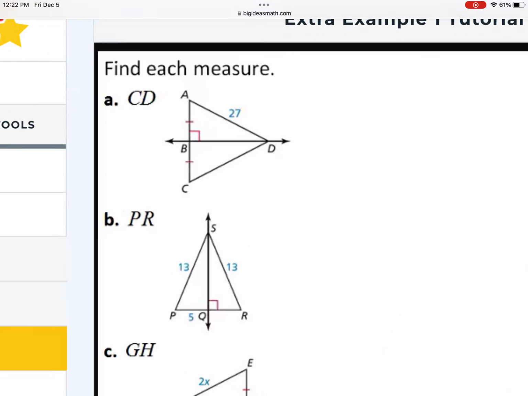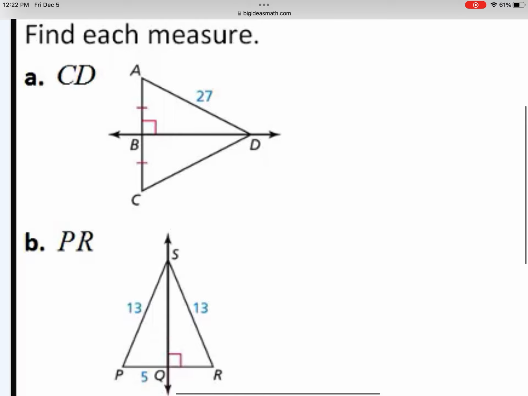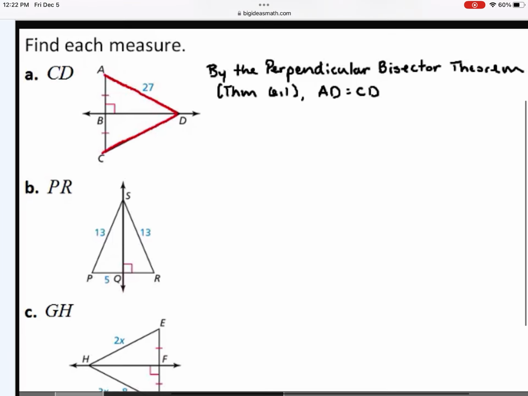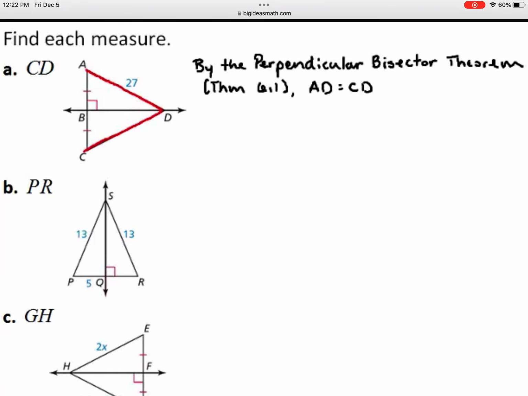Find each measure. Part A, CD. Looking at the diagram, you are given that line segment AB is congruent to line segment BC, and that line BD is perpendicular to line segment AC. So by definition, line BD is the perpendicular bisector of line segment AC. So by the perpendicular bisector theorem, AD is equal to CD. Because AD equals 27, CD equals 27.